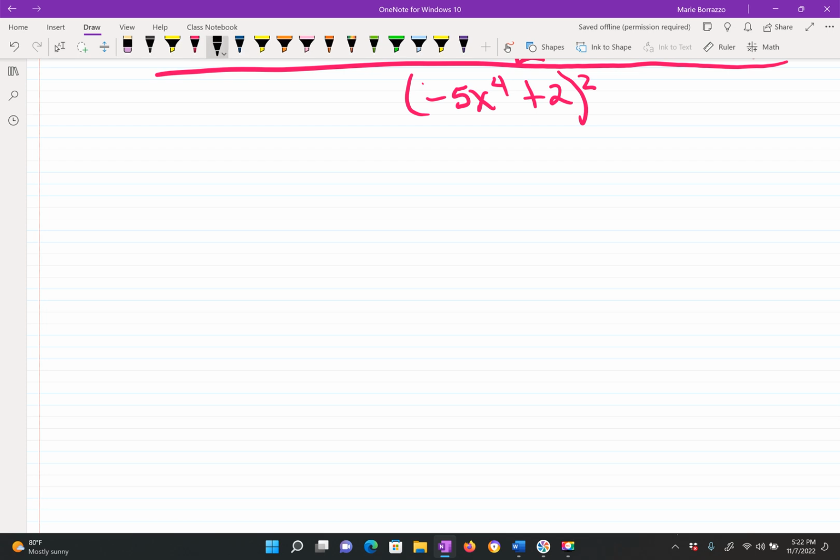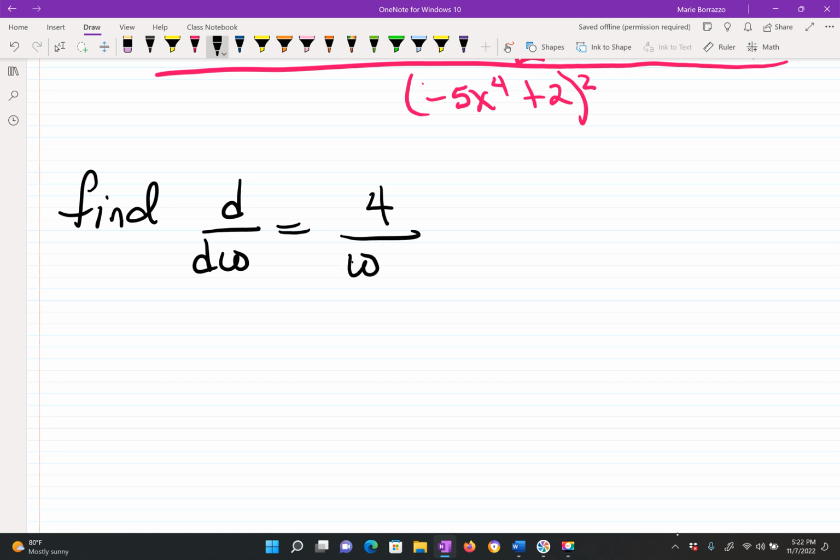And yes, in this one it says find d gamma over dW, I'm going to call it dW, equals 4 over gamma squared plus 3, all to the 5th power.